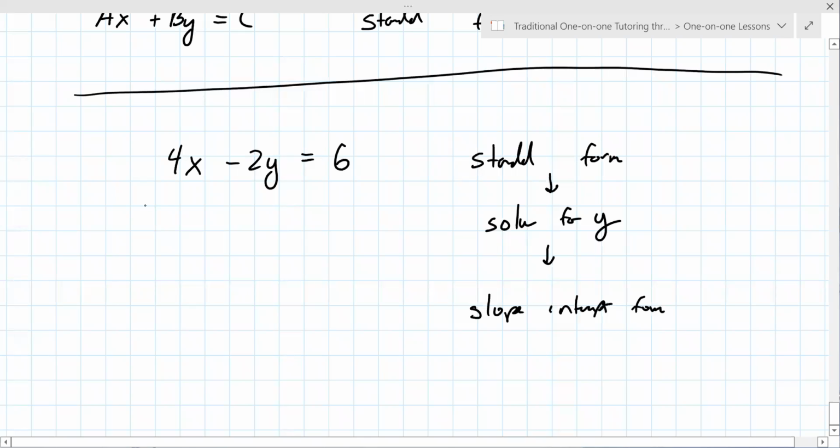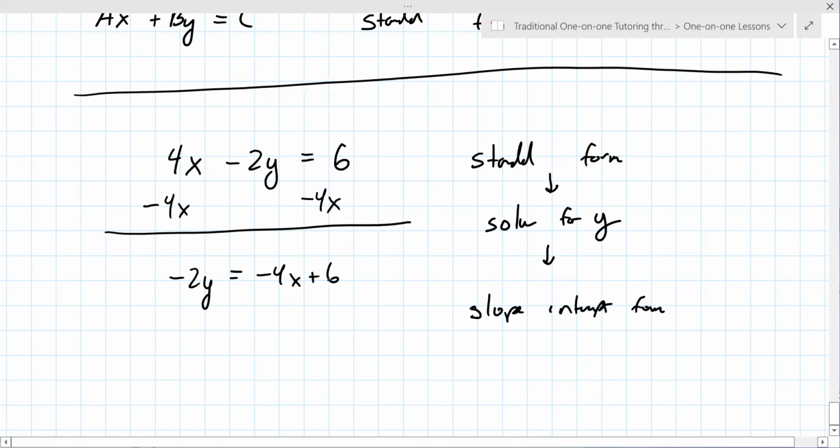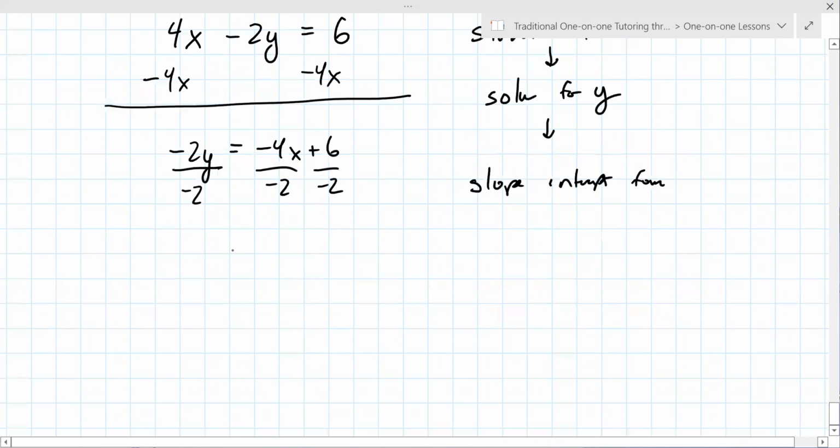Okay, so to solve it for y, I'm going to subtract 4x from both sides. Minus 2y equals minus 4x plus 6. Got to rewrite it first. Then, and only then, can you divide everything by -2. And it's not a choice. You have to do both. y equals 2x minus 3.